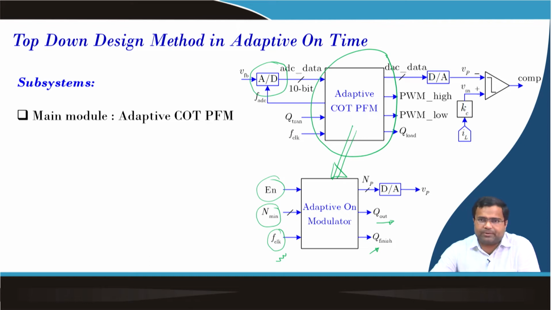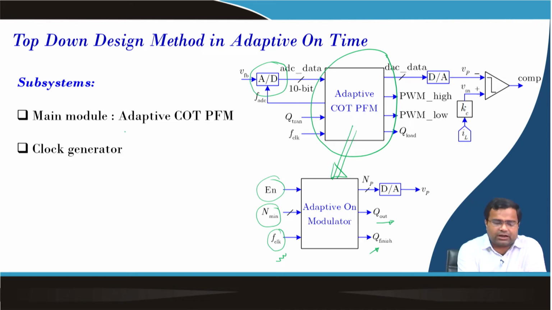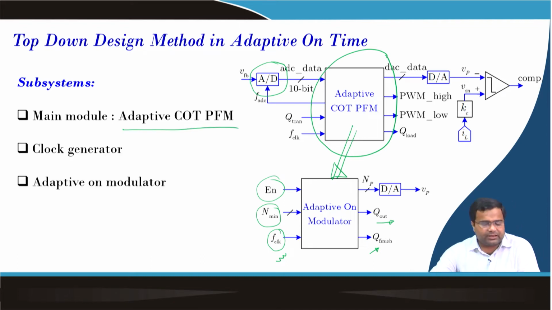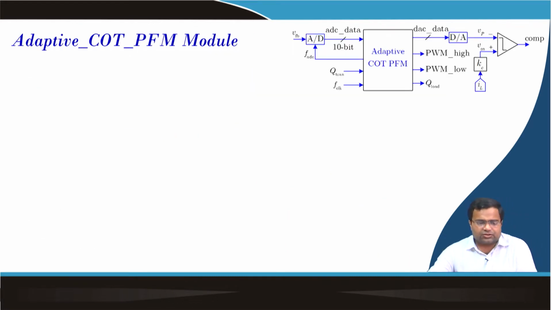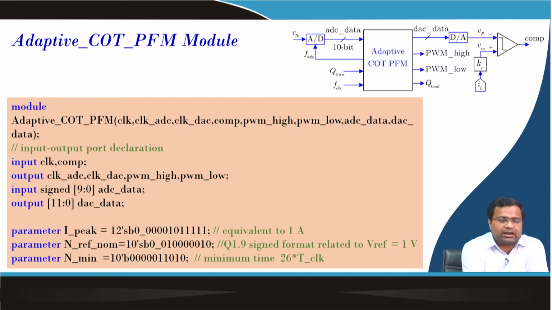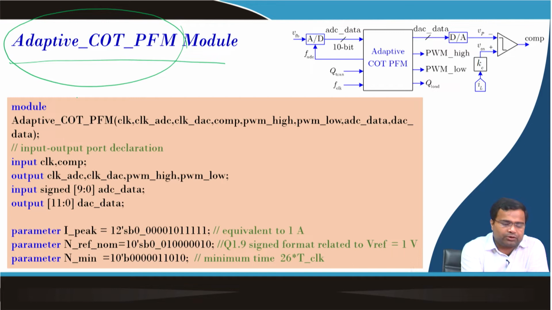So, it consists of a main module which is called adaptive code PFM, then a clock generator circuit, adaptive on time modulator, and a clock manager. So, how does it work? Inside the clock manager there is another module, an edge detection circuit. If we go inside, adaptive code PFM is the main module, and you can see the module name is coming here. So, this is the module name.